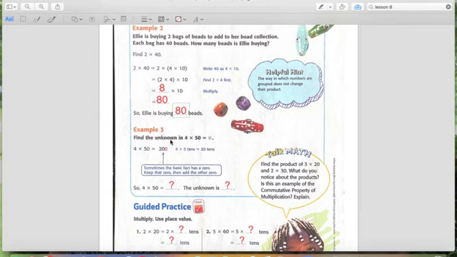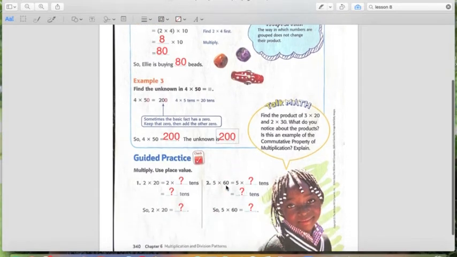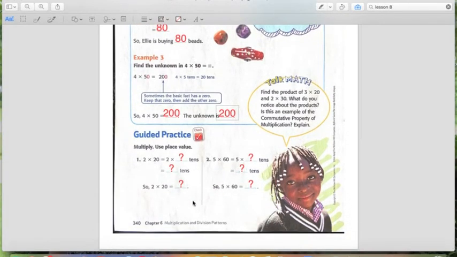Example 3, find the unknown in 4 times 50 equals the unknown. So 4 times 50, if I put that 0 under the invisibility cloak, my problem is 4 times 5. 4 times 5 is 20. Then I take that 0 out of the invisibility cloak and move it to the end, and I have 200. So 4 times 50 is 200. The unknown is 200.